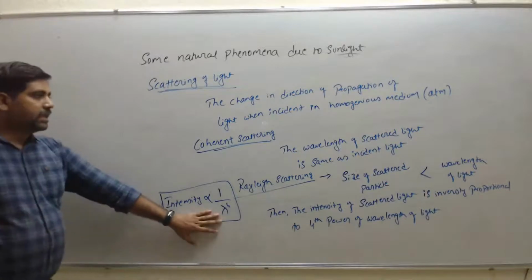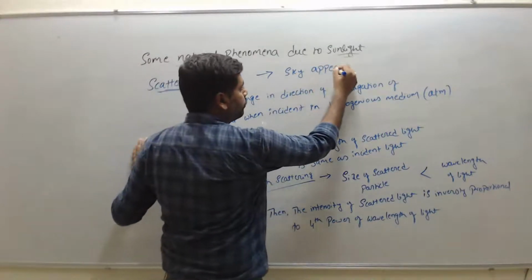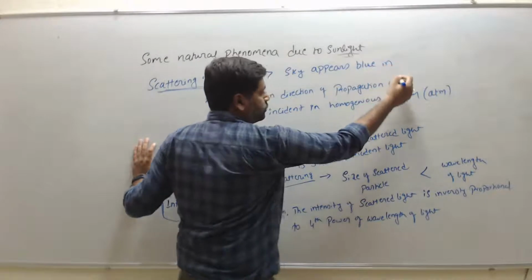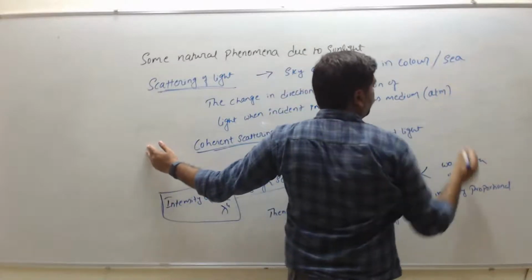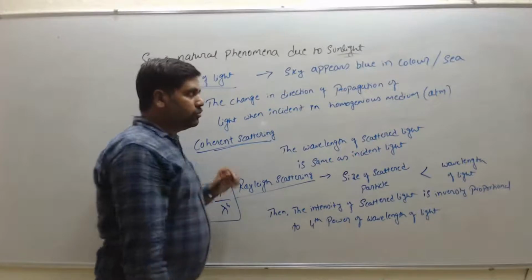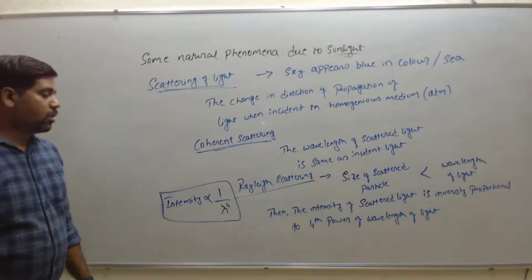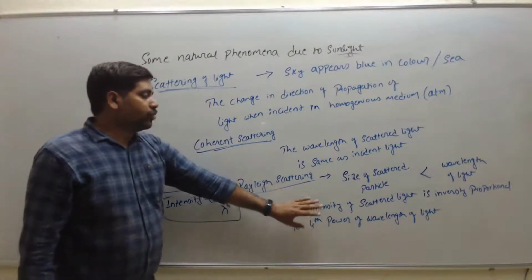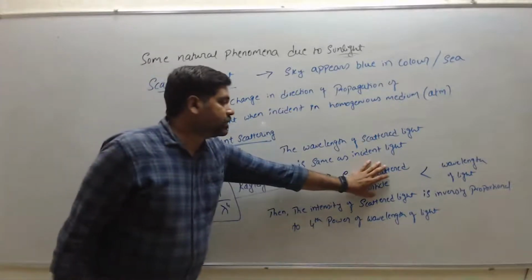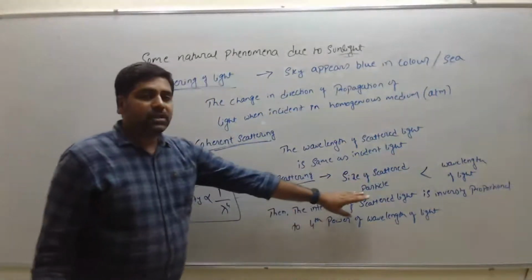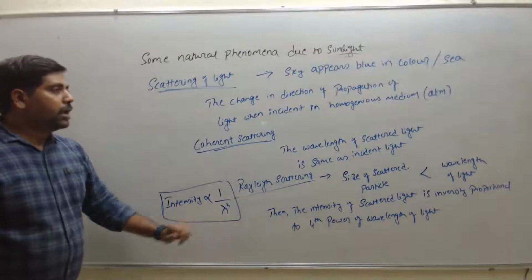By using this relation, we are going to discuss why the sky appears blue in color and also why the sea appears blue in color. By using the relation, intensity is inversely proportional to 1 by lambda to the power of 4, that is Rayleigh scattering. Here the size of the scattered particle is less than the wavelength of light. So this is the condition for Rayleigh scattering. Then only the intensity of scattered light is inversely proportional to lambda to the power of 4.